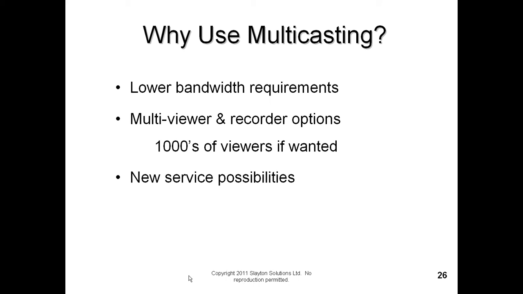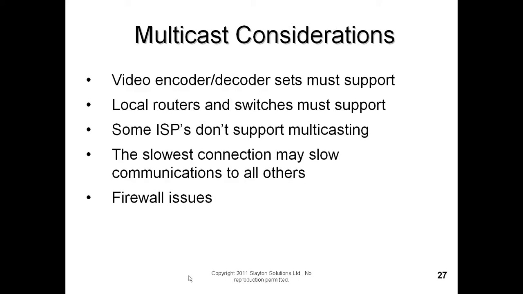So why would we want to use multicasting? Well, it lowers our bandwidth requirements. We can have thousands of simultaneous viewers if the network will support it. And we've got some new service possibilities. What are some of our considerations for multicasting? Well, your camera or your video encoder has to support multicasting. Every device on the network must support multicasting.